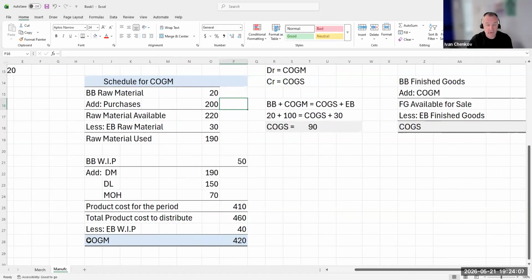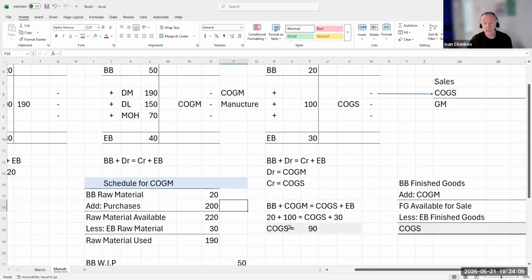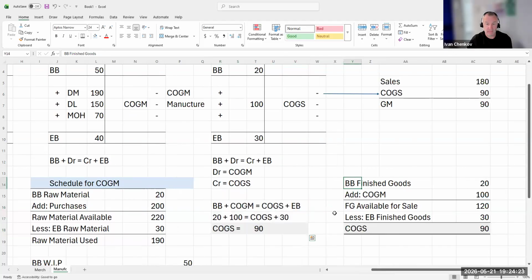Now, once we have cost of goods manufactured, I can easily calculate my cost of goods sold, which, if I put cost of goods sold, then it will become a schedule of cost of goods sold, which is right here.